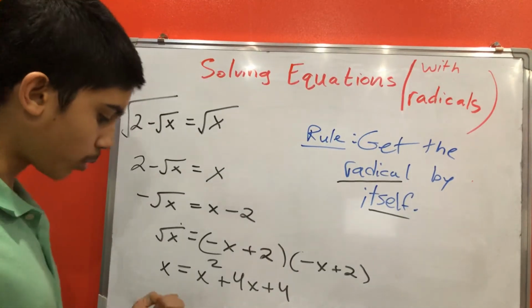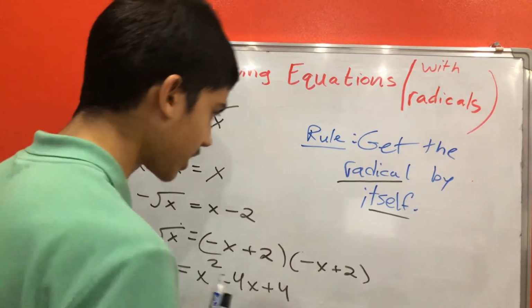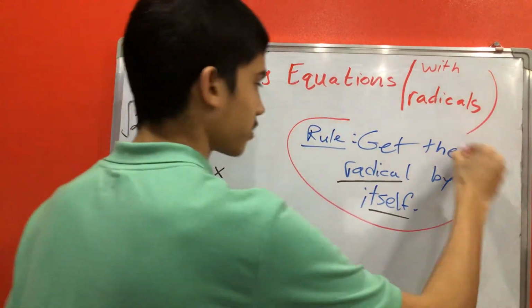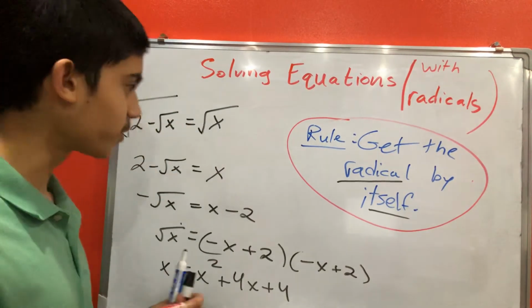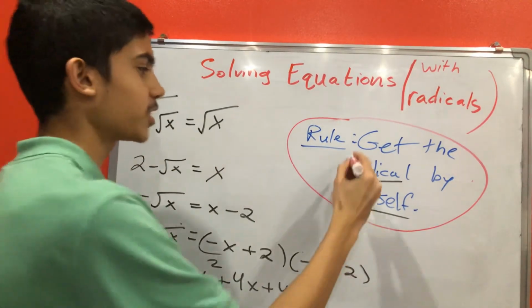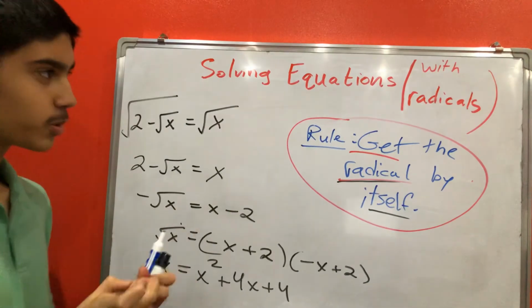But the most important thing we have to take away from this is that we're gonna have to get the radical by itself, because one time I didn't know this rule and I was trying to solve the equation but I just couldn't. But you have to get the radical by itself. So that's how we solve equations with radicals.